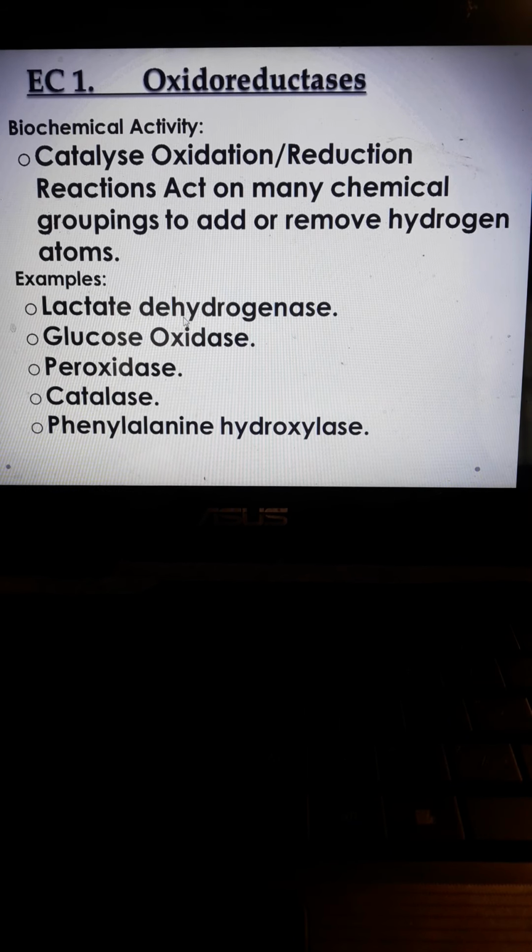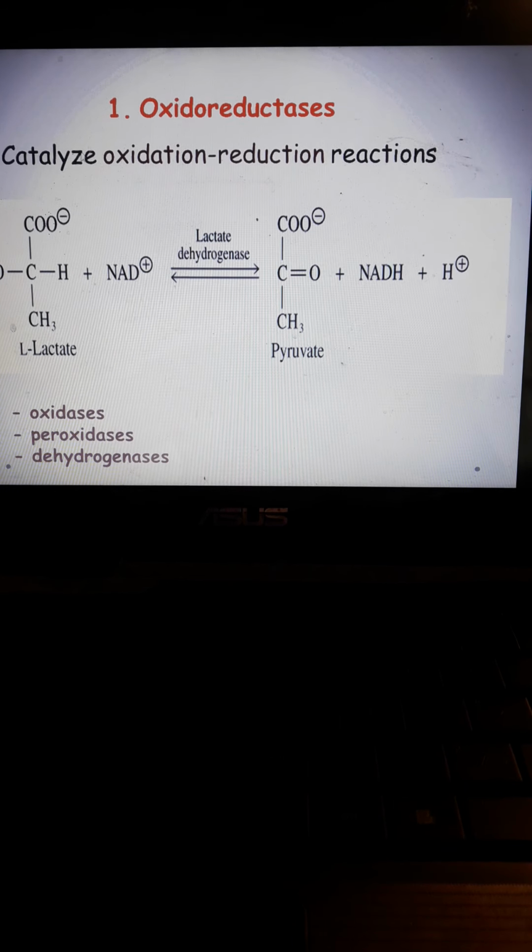Examples are lactate dehydrogenase, glucose oxidase for oxidation, peroxidase, catalase, and then we have phenylalanine hydroxylase. So oxidoreductases catalyze oxidation-reduction reactions. For example, L-lactate, or levolactate, undergoes a dehydrogenation process catalyzed by the enzyme lactate dehydrogenase, and there is formation of pyruvate.